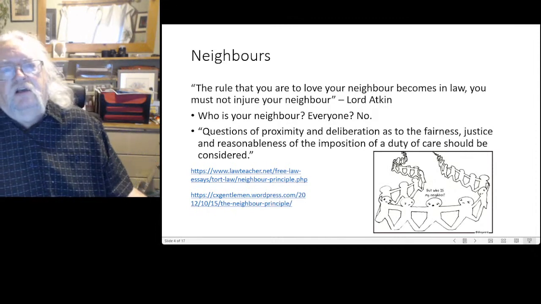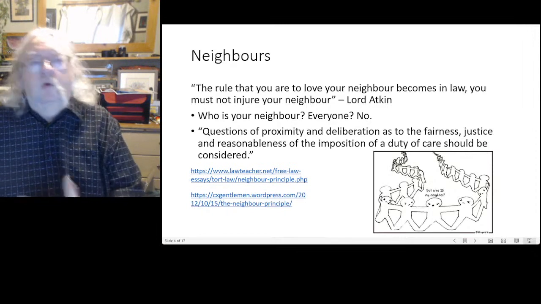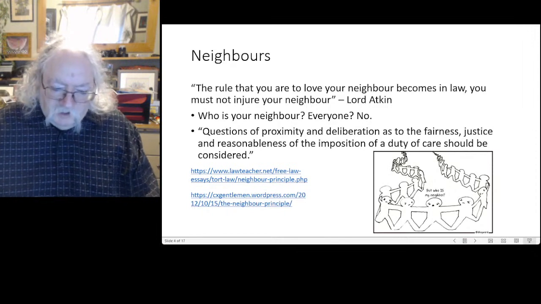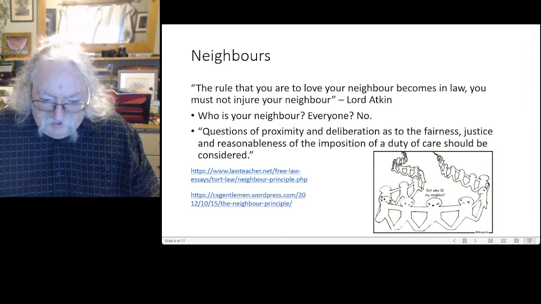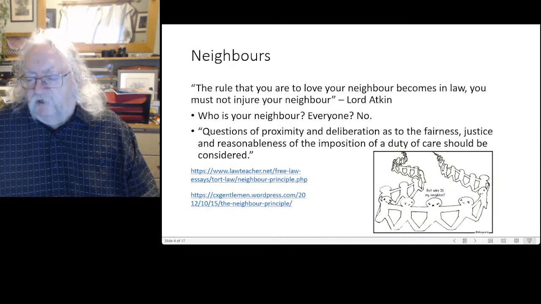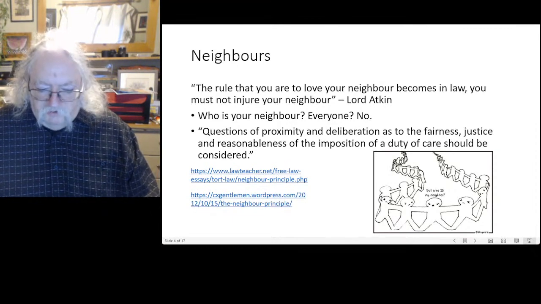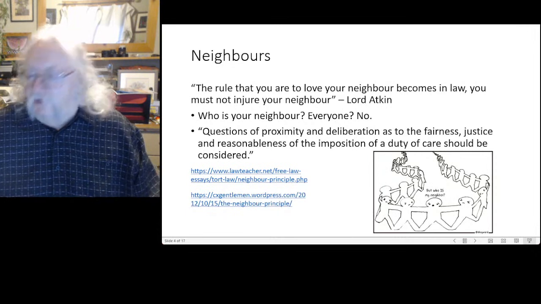The other question that comes up with this definition is, who is your neighbor? Because an action I take might conceivably injure somebody in Ethiopia, although I have no way of knowing this really.